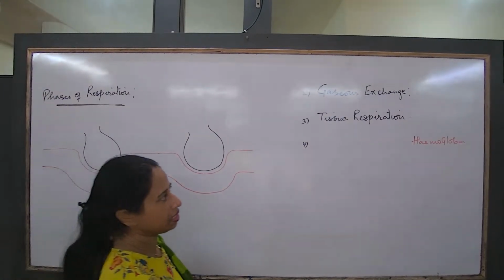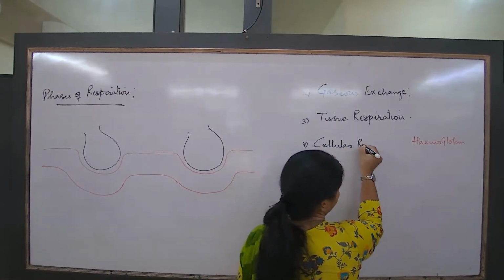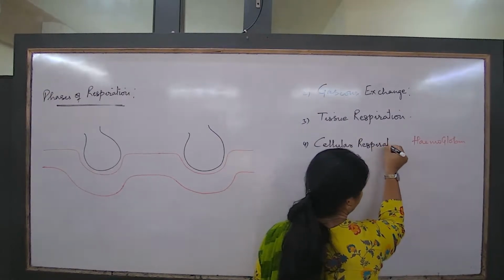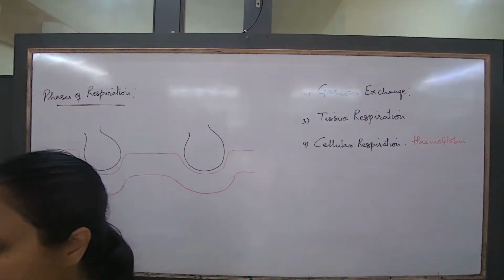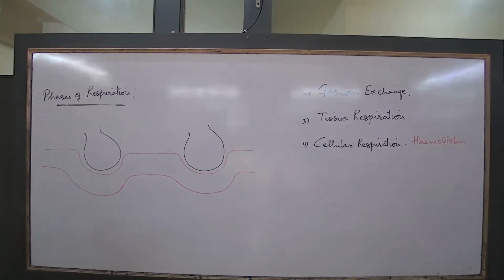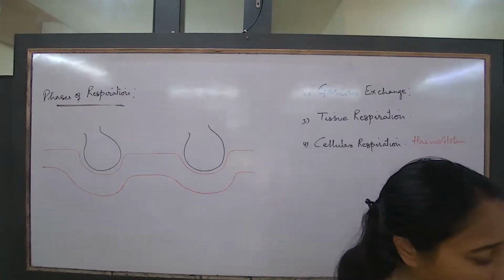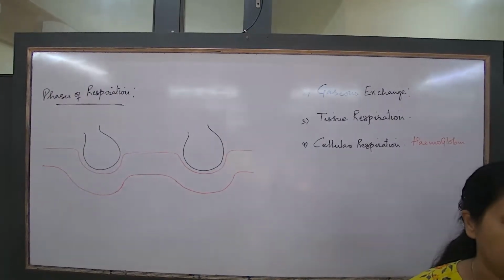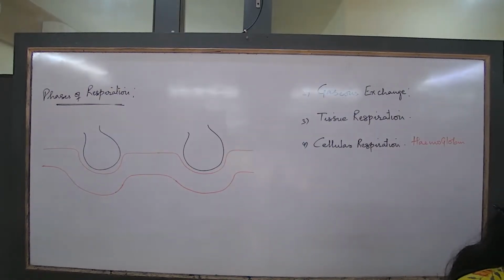And the last step is cellular respiration. Number 4, you will write cellular respiration. I'm just giving you the definitions first so that when I start with the process, you are following one after the other what you are supposed to know. Cellular respiration is the same thing that I started today with. What is cellular respiration? The process of breakdown of the glucose.